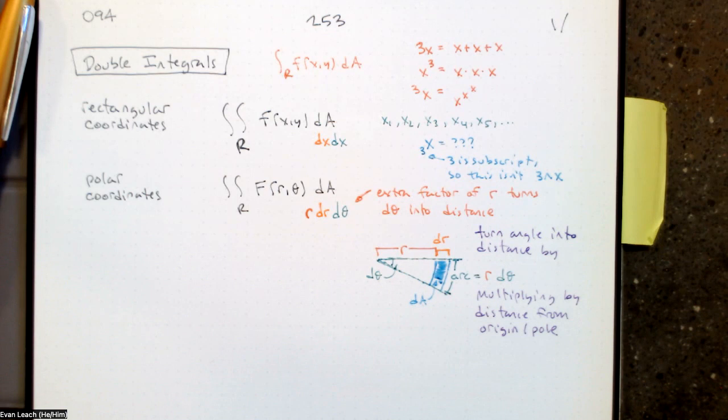So long as we include that r as part of the dA, then when it comes to integrating things, we integrate f of r theta times that r. That's part of the integration. That's how we deal with polar coordinates.